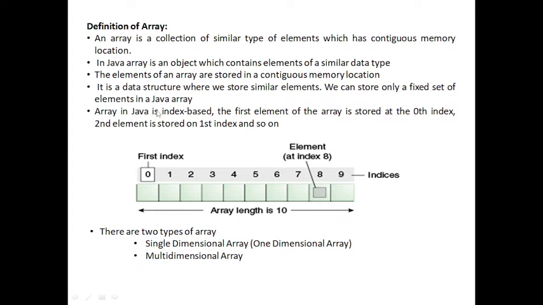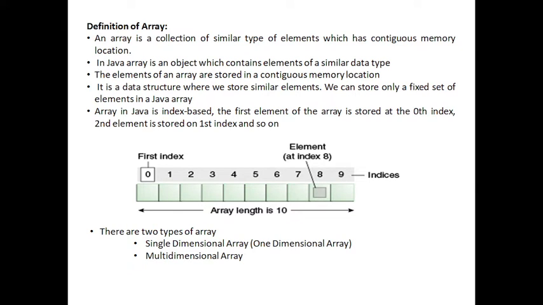If you consider this entire screen as a memory, elements will not be stored with one element here, another element here, another element here, not like that. Elements are stored in continuous memory locations. That is the meaning of this statement. It is a data structure where we store similar elements. So the first point is elements are stored in continuous memory location, and another one is all the elements are of similar type. If you take an array of integer type, you have to store only integer type. You will not combine different types of elements like one integer, one char, one float. All the elements should be similar.